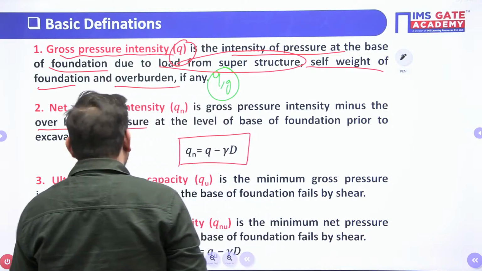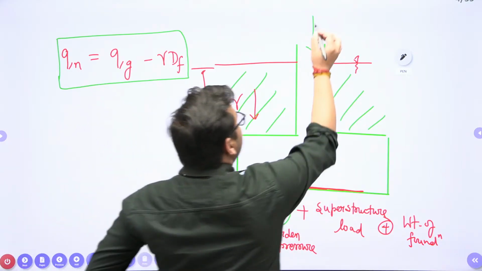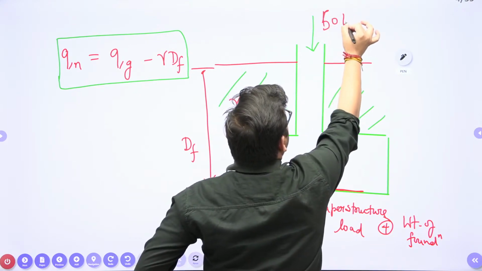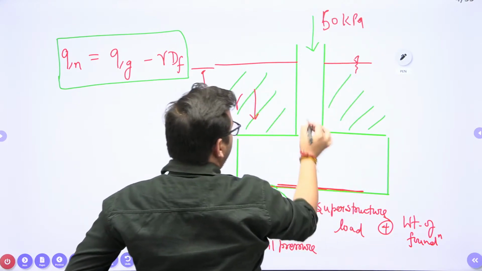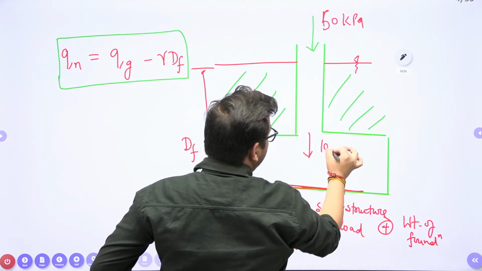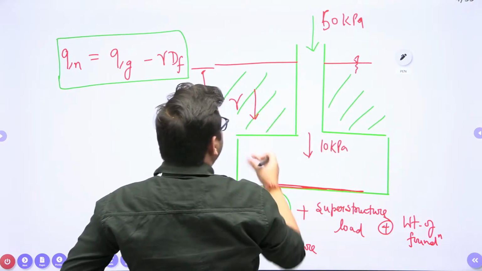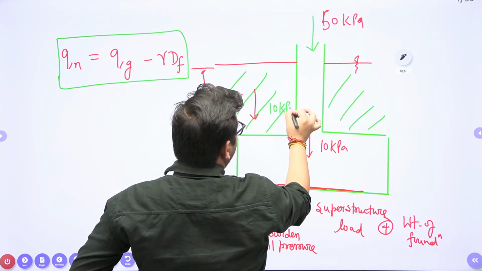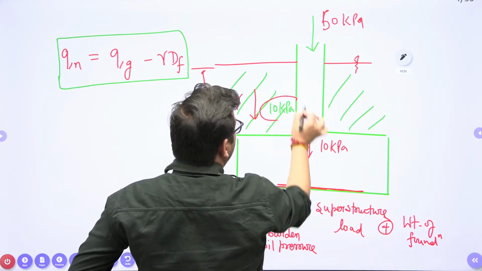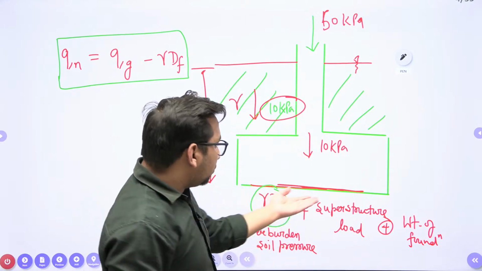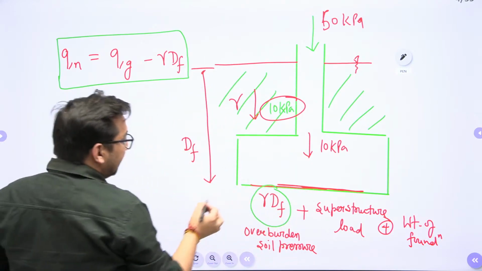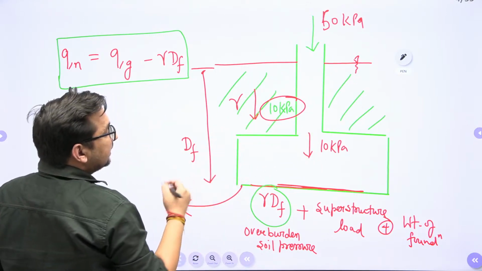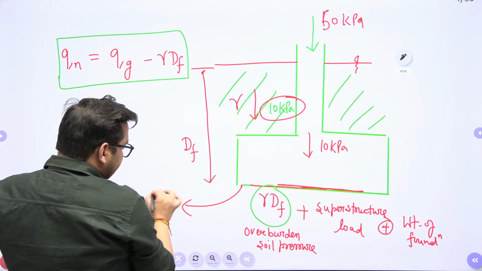Now try to understand this. Let's suppose this particular stress value is 50 kilopascal. This stress value, the weight of the foundation, it is, let's suppose, 10 kilopascal, and this particular value is also 10 kilopascal. Just I am taking some random values, right? So what will be the total pressure at this point? Total pressure at this point, can I say it will be 50 plus 10 plus 10, that is nothing but 70 kilopascal.